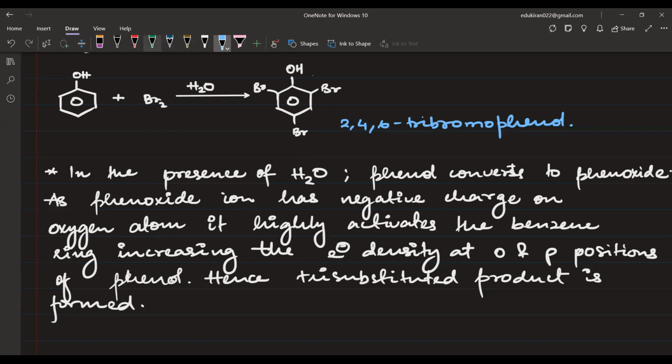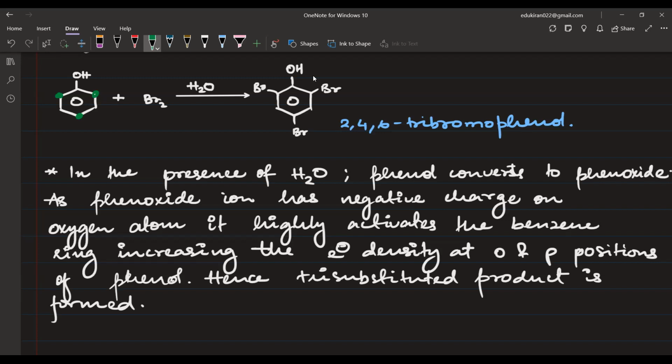Okay, so we have a very high electron density on the ortho and para position. So these are the two ortho, and then we have one para position. All of them become very highly electron rich because this oxygen atom gets converted into phenoxide, because water is what? Water is a weaker acid than phenol. So phenol will donate its H plus, and now we have O negative. It will show resonance, right? And then we'll be getting delta negative charges on the ortho and the para position.